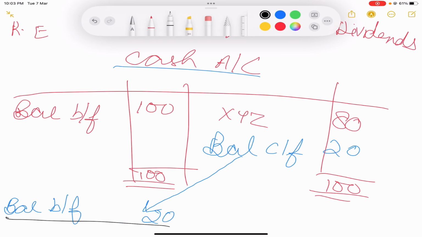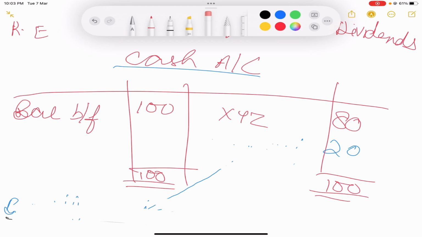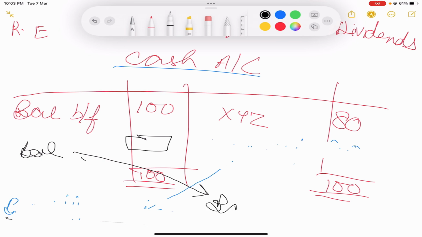Clear? So let's say, for example, if my balance had come on this side, would I say that it is a debit balance? No, you are going to cross it to the other side and you will say that it is a credit balance. So just make sure of this.